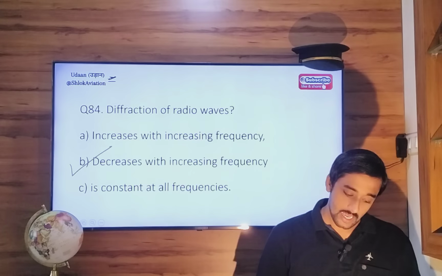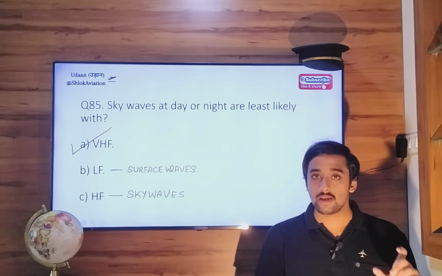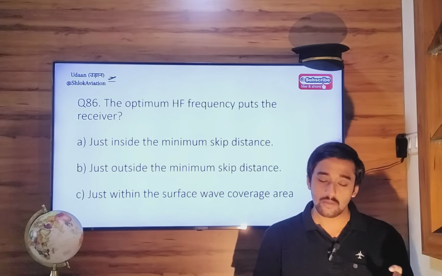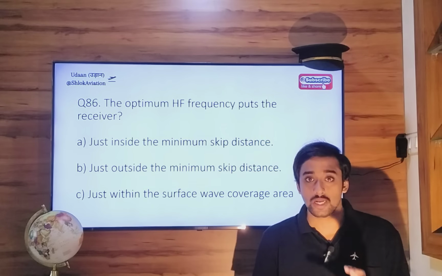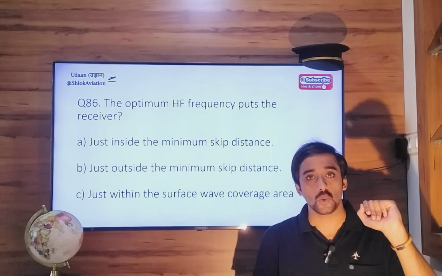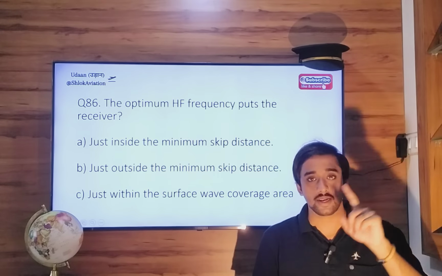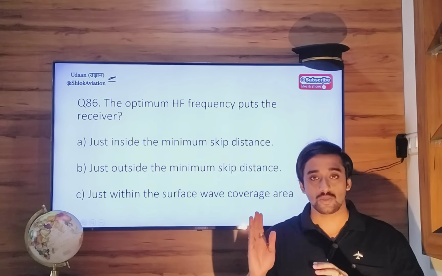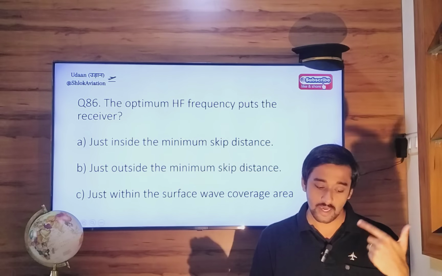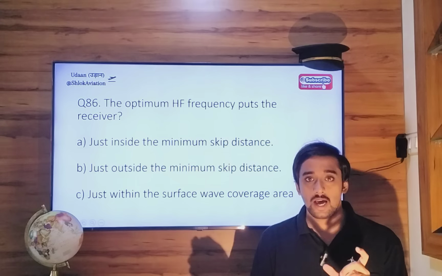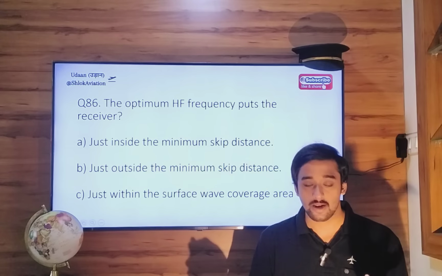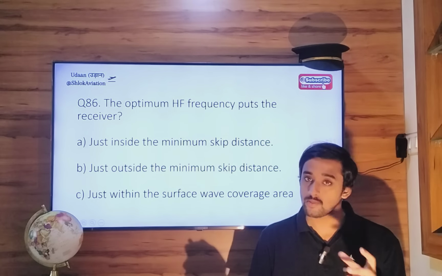Now, here they have asked us the question. Like I said, in the high frequency band, you are most likely to find sky waves. So this particular question: the optimum high frequency means the best suited high frequency puts the receiver where? The transmitter will transmit the radio signal towards the ionosphere. It will get refracted and come back to the earth. The distance between the transmitter and the first wave returning to the earth is called skip distance. When you make use of this optimum high frequency, this best suitable high frequency for your operation, it will put the receiver, maybe your aircraft, just outside the minimum skip distance.